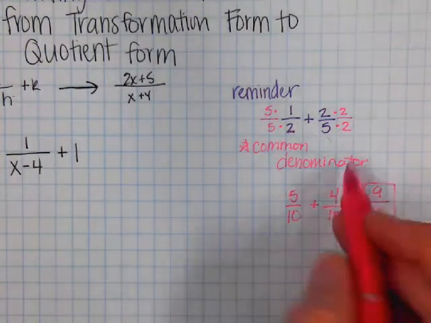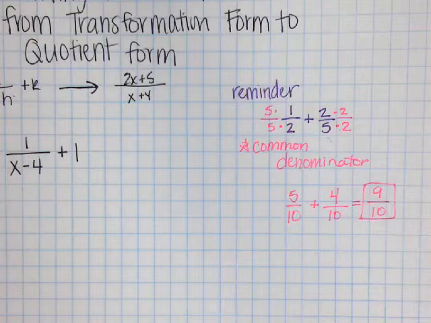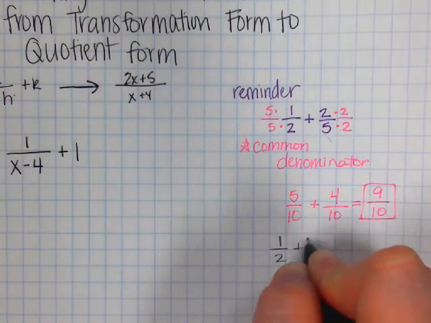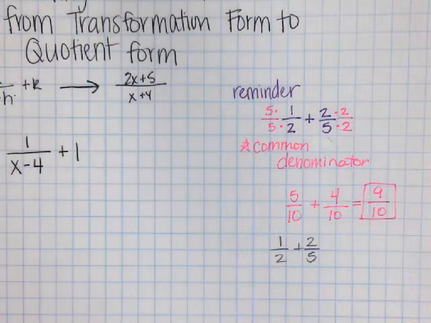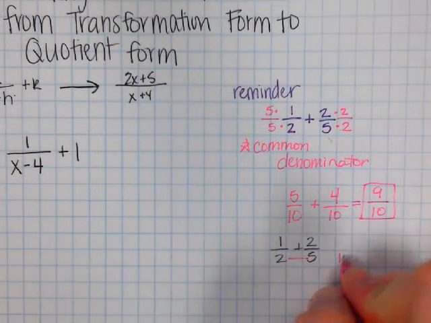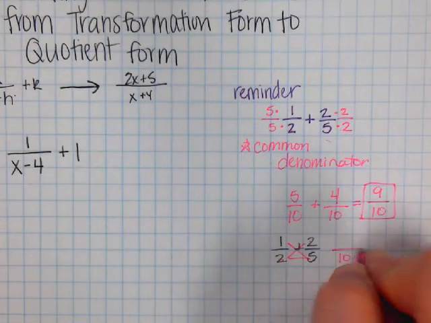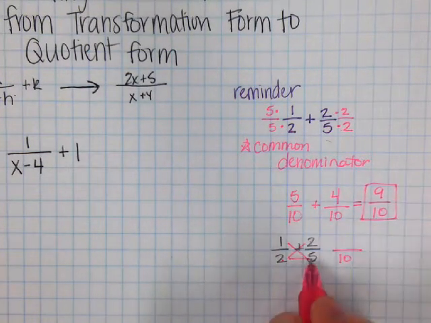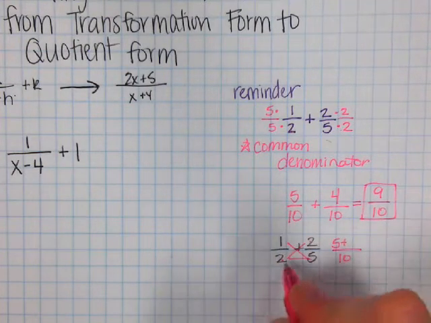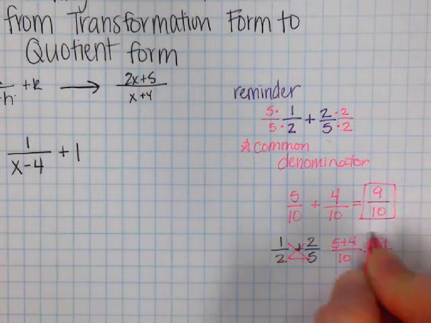So that's getting a common denominator. I'm going to show you another way real quick. So if I do 1/2 plus 2/5, it's the same thing. If you multiply across the bottom, 2 times 5 is 10, and then multiply across. 5 times 1 is 5, plus, and make sure you keep the plus sign, 2 times 2 is 4, which equals 9/10.